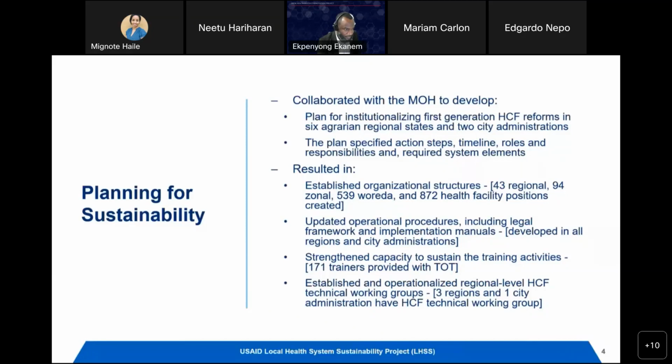So the system elements that were designed at the beginning of the program were the establishment of organizational structure, updating of operational procedures, strengthening of capacity building activities, and establishing and operationalization of healthcare financing technical working groups in the regions. The results gained in these efforts are shown here. To mention some of them, for instance, in the case of organizational structure, more than 1,500 positions were created at different levels. And in the case of capacity building, 171 facilitators were provided with TOT, and a pool of these trainers were established in the regions and city administrations.